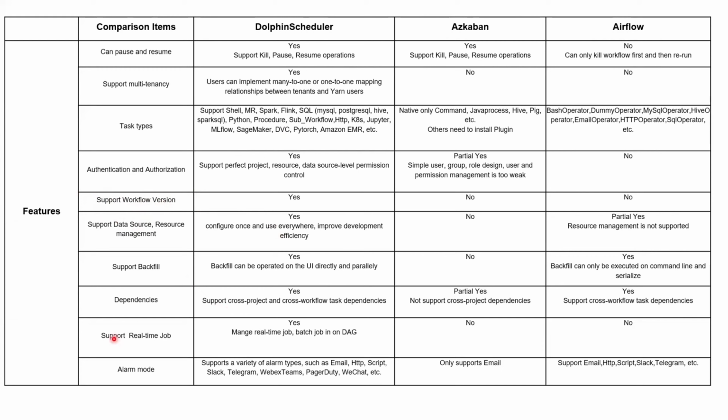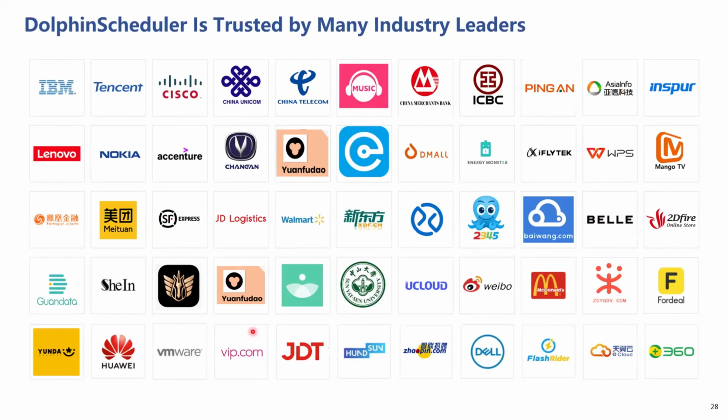So finally, we talk about real-time jobs. Someone will say Azkaban and Airflow use some CLI to do real-time jobs, but in DolphinScheduler, we have a professional UI that can help you run real-time jobs very easily and also integrate with batch jobs. Okay, so this is the final part of it.